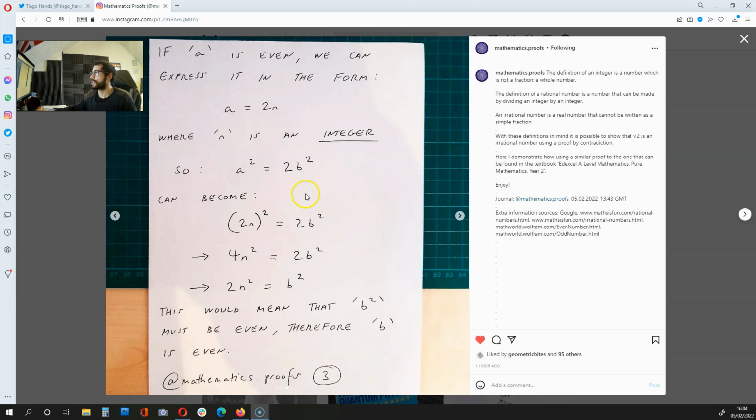an integer. So we can write a squared is equal to 2b squared, therefore (2n) squared is equal to 2b squared. And from here we get 4n squared is 2b squared. And from there, if we divide both sides of the equation by 2, we get 2n squared is equal to b squared. Now, before I mentioned the definition of an even number. This over here, 2n squared is equal to b squared, is going to mean that b squared must be even, and therefore b is also even.